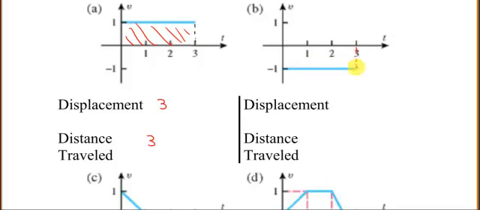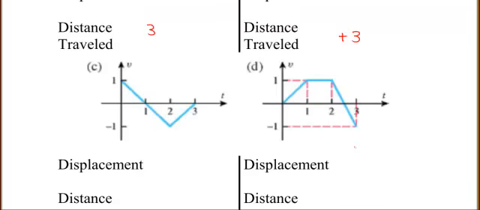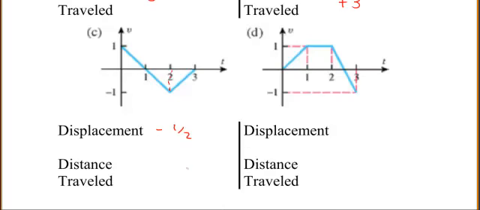For this one, same thing, except now I would get a negative displacement because the velocity is negative, so negative 3 would be the displacement. The distance would be positive 3. In this instance, the displacement, well, I have positive a half of a unit, negative a half of a unit, negative another half of a unit, so it would be negative 1/2. But the distance, I just add these up. 1/2 plus 1/2 plus 1/2 would be 3 halves.